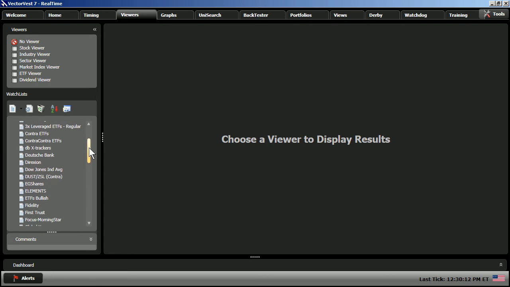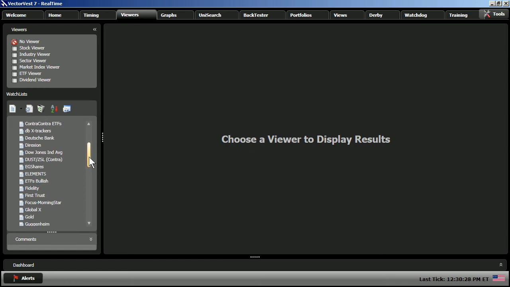Scroll down a little bit more. Different companies put out their own ETFs, like Deutsche Bank, Direction. If you want to find all of the Directions, we have a folder here for you. EG Shares, Elements. I always thought that was Earth, Wind, and Fire, but a lot of that is gold and silver. If you wanted ETFs bullish, they're here. Companies like Fidelity, First Trust, Gold, Guggenheim, Health Shares.